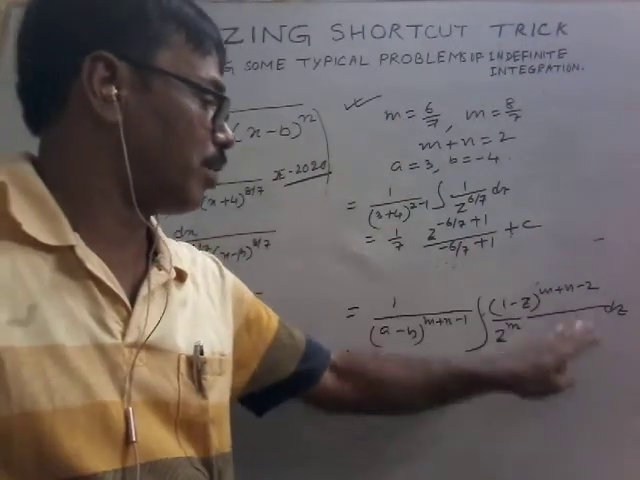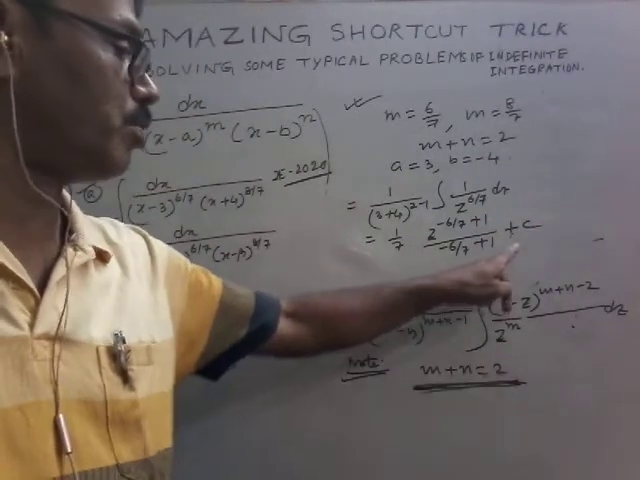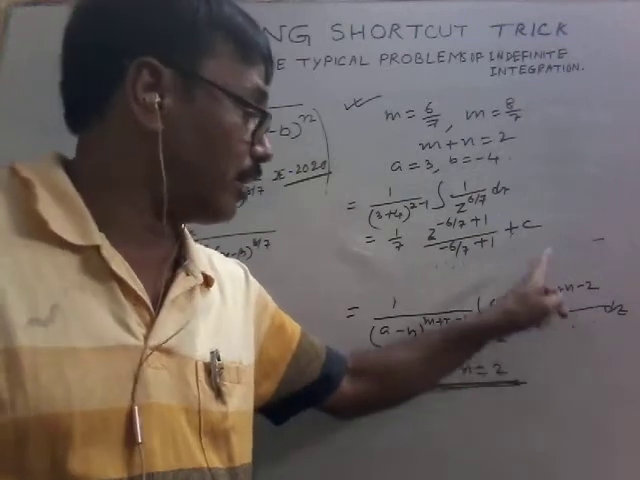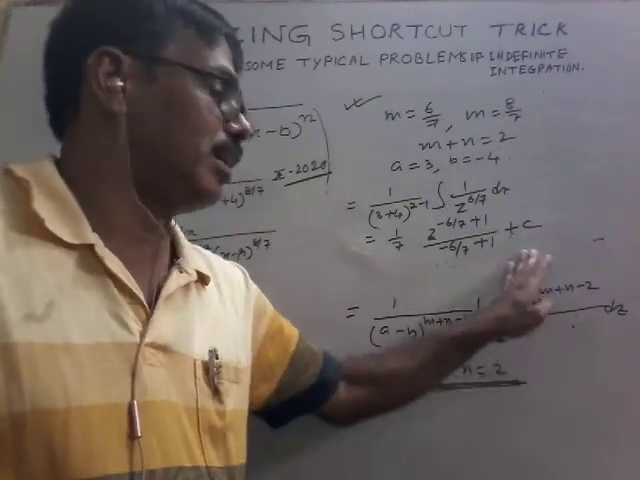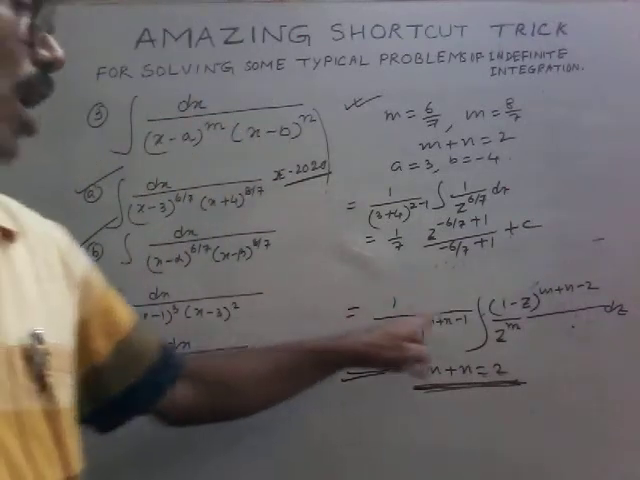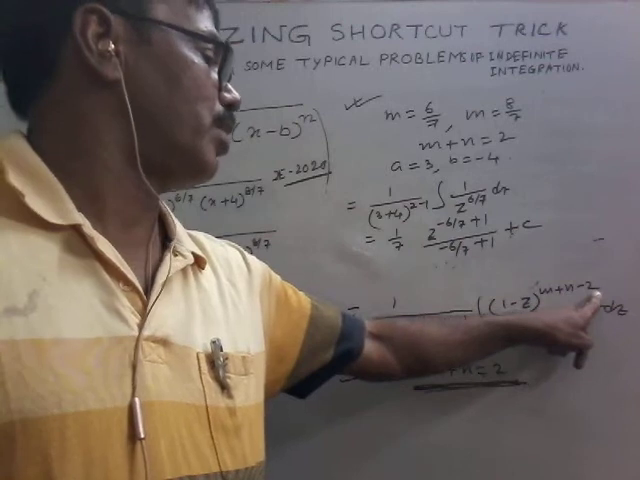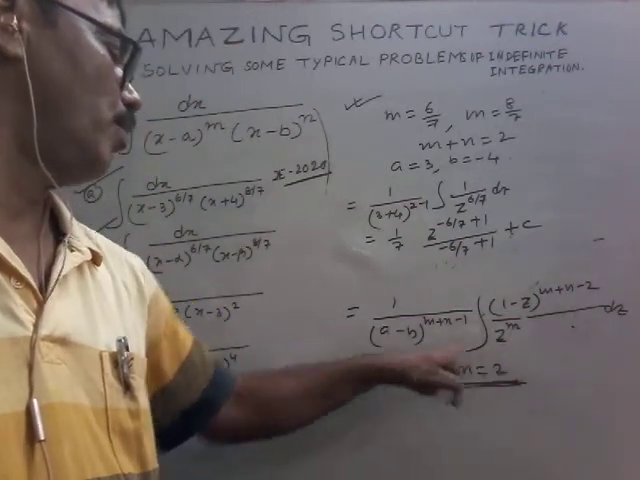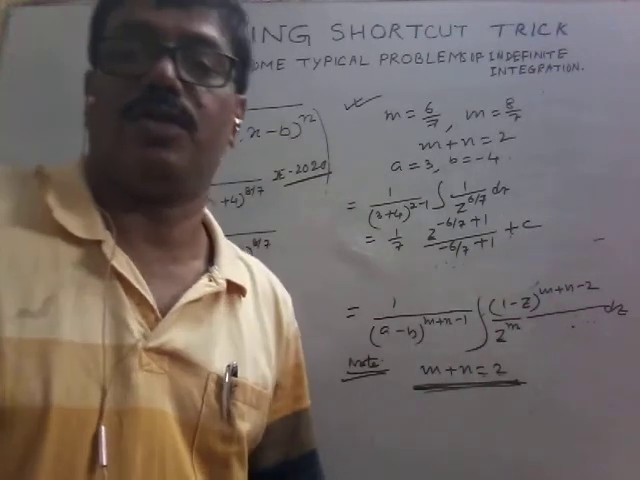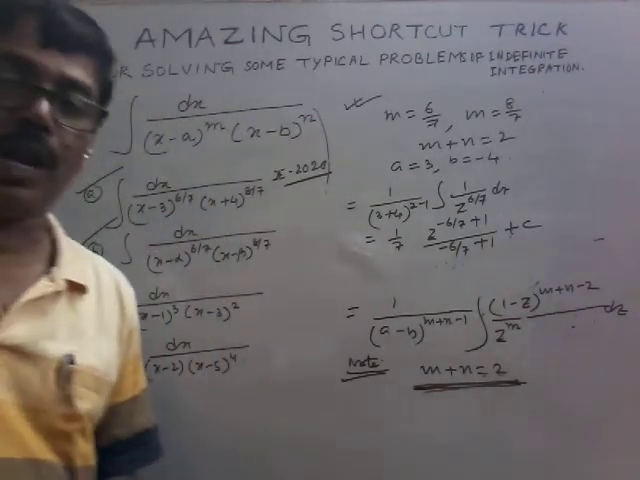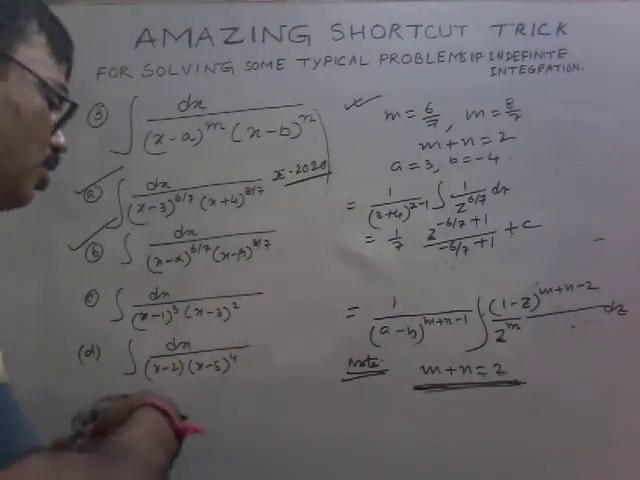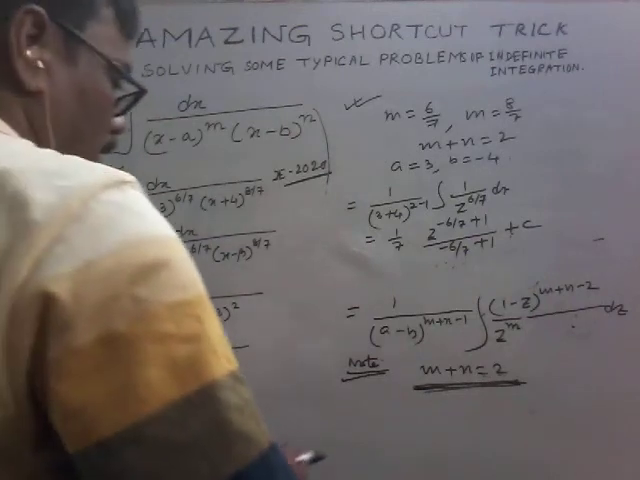So if we remember this formula, look, at first the general problem. If you do not know m and n, it is not possible to integrate. That is why it is written in integration form. Now look, (1 minus z) whole to the power m plus n minus 2 by z to the power m, 1 by (a minus b) to the power m plus n minus 1. This is our formula. Now when m plus n is not 2 but m plus n is an integer, then you apply this.